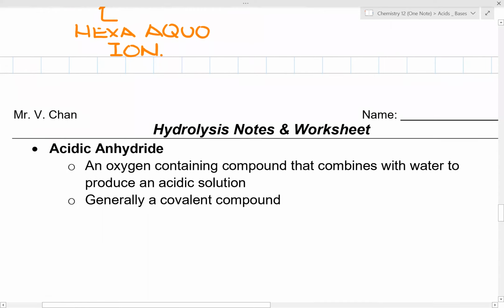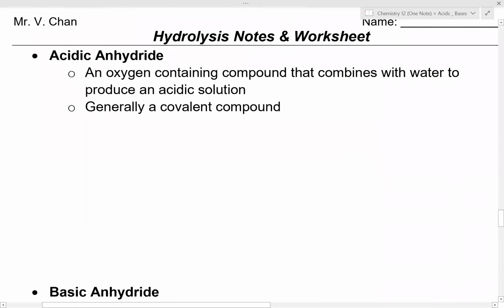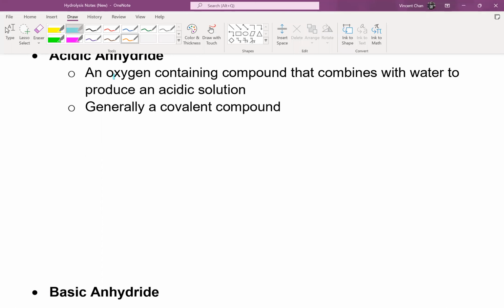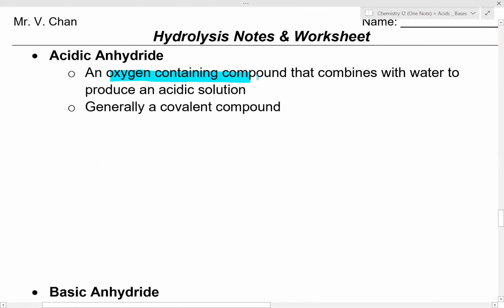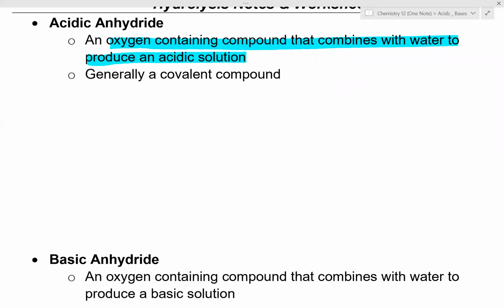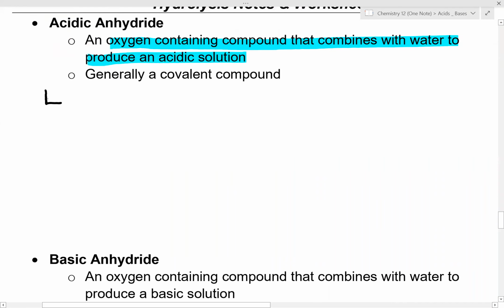Now, another thing that we want to talk about is something called an acidic anhydride. So what is an acidic anhydride? It is an oxygen-containing compound that combines with water to produce an acidic solution. Now, it is generally a covalent compound. What do I mean by this? The most common example would be CO2.